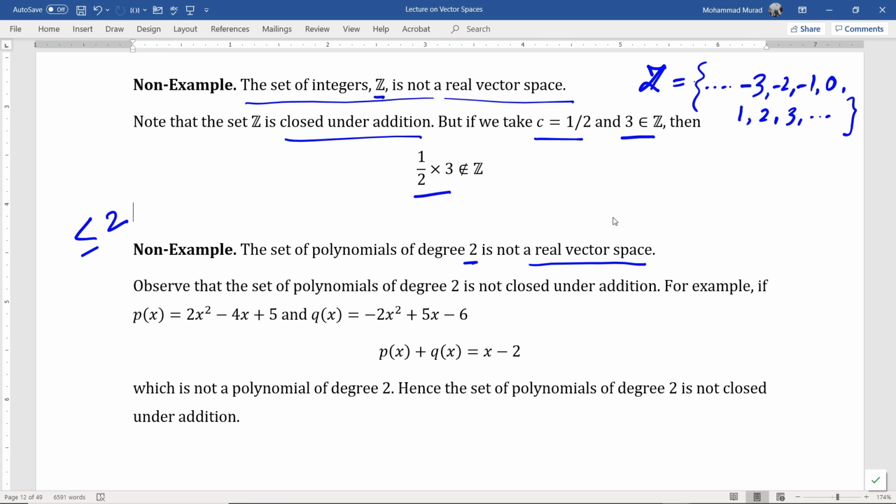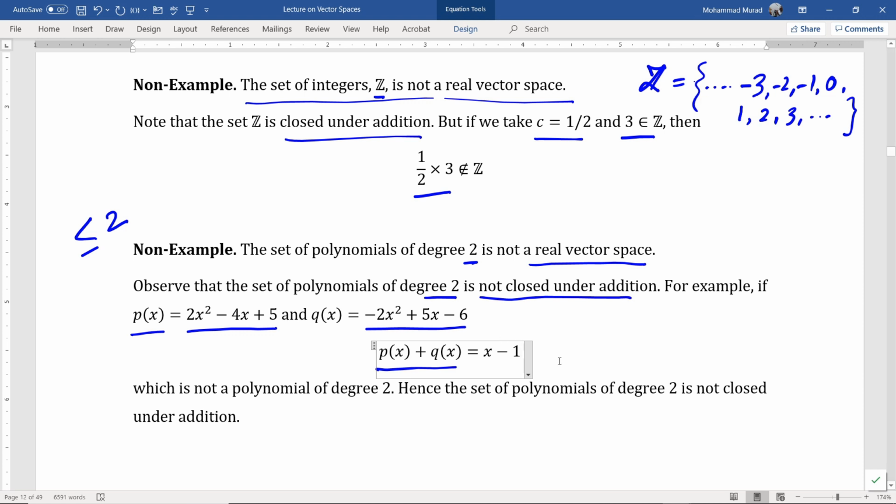To show that, we observe that the set of polynomials of degree exactly equal to 2 is not closed under addition. For example, if we take a polynomial p(x) as 2x squared minus 4x plus 5 and q(x) as negative 2x squared plus 5x minus 6, then the sum p(x) plus q(x) is x minus 1. So the sum is a linear polynomial, not a quadratic polynomial.